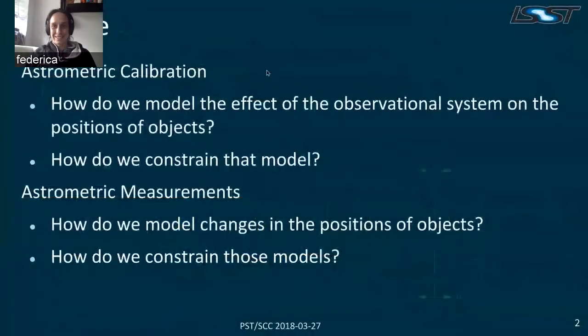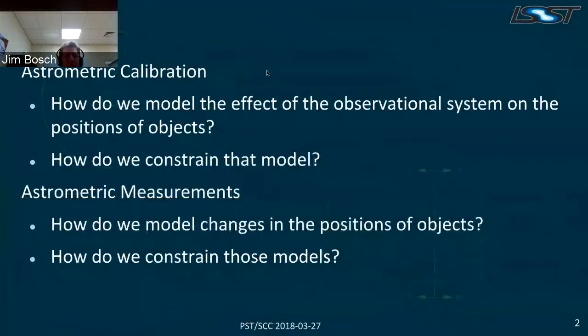All right, excellent. So I'm talking about astrometry today, and I'm going to split that into two pieces. And I think the biggest piece, and actually the hardest piece for most people who've worked on astrometry, which does not include me, by the way, is astrometric calibration. This comes down to how do we model the effect of the observational system on the position of objects, and how do we constrain that model.